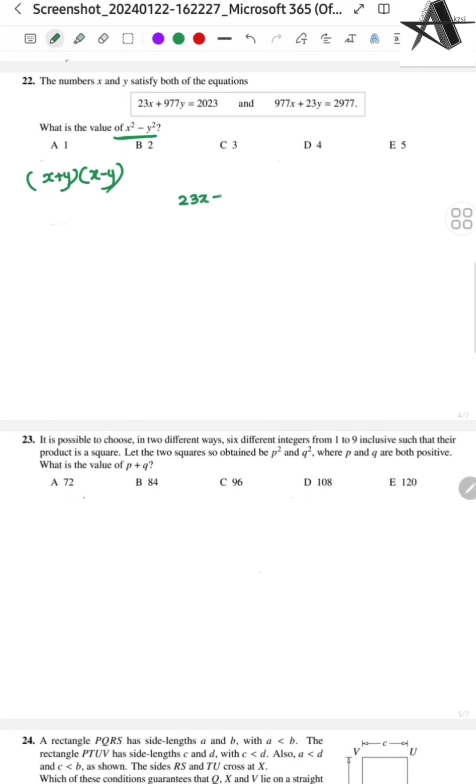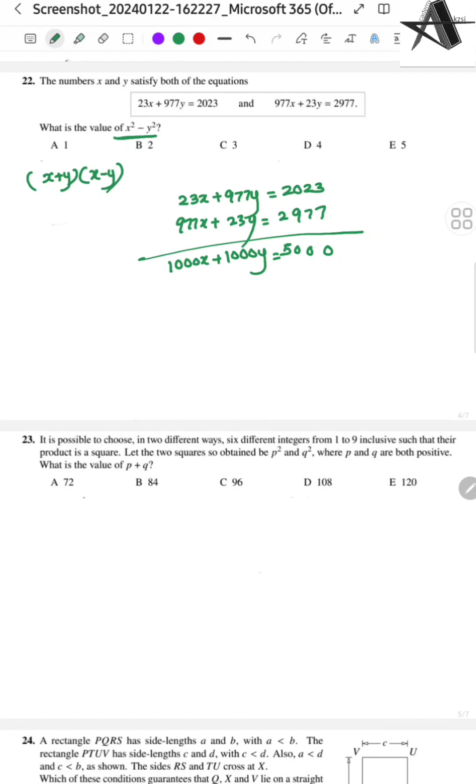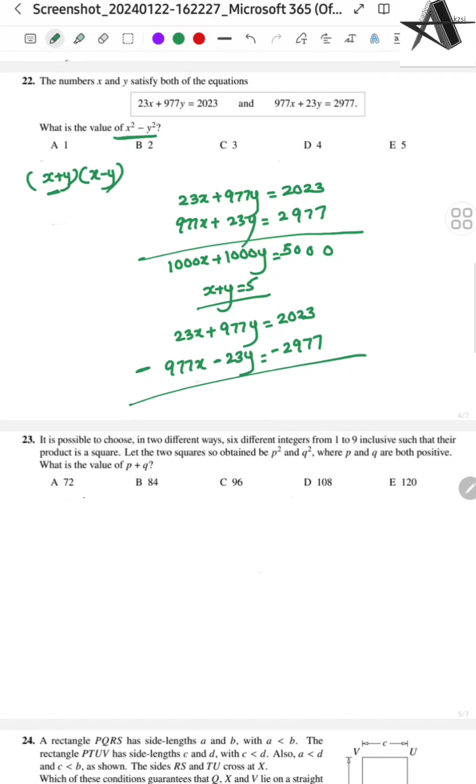So for this, I'm just adding these two equations. 977x plus 23y, 2977. On adding, it will give me 1000x plus 1000y, and this one will give you 5000. Dividing both sides by 1000, x plus y equals 5. Okay, we got x plus y. Now x minus y. To get x minus y, I'm just subtracting. So 23x plus 977y equals 2023 minus 977x minus 23y minus 2977. So this would be 4 minus 144. Oh, sorry, it's 23, right? So 944.